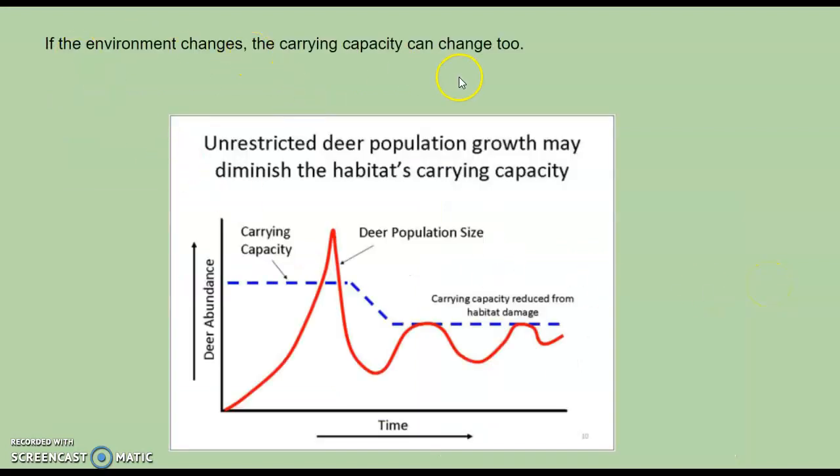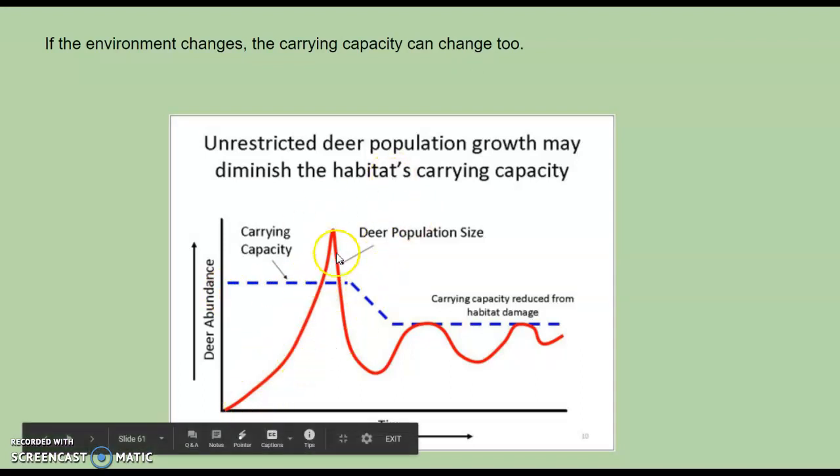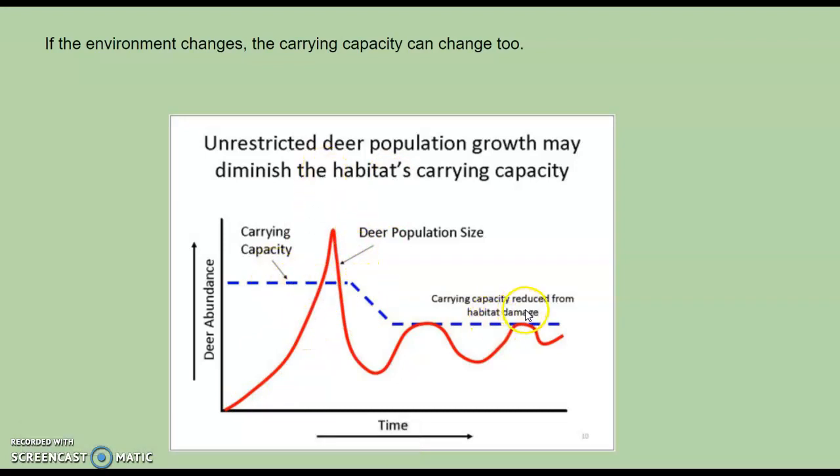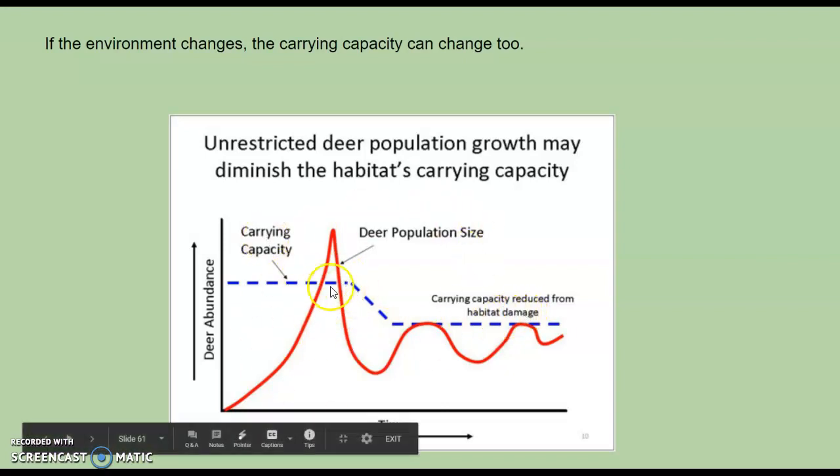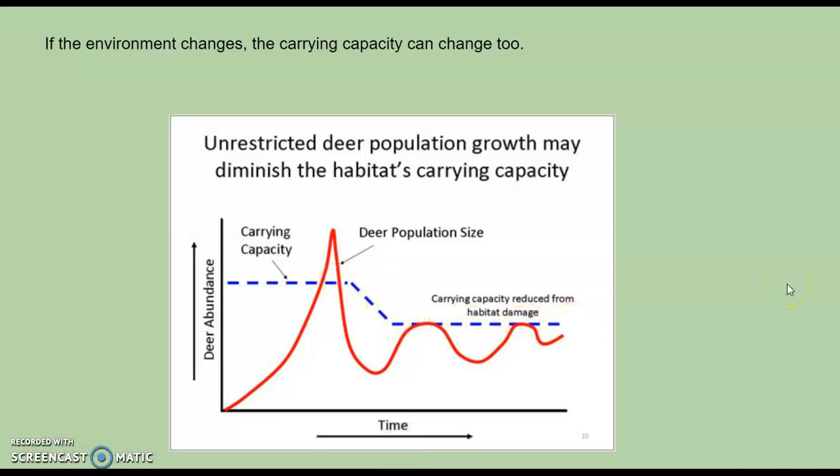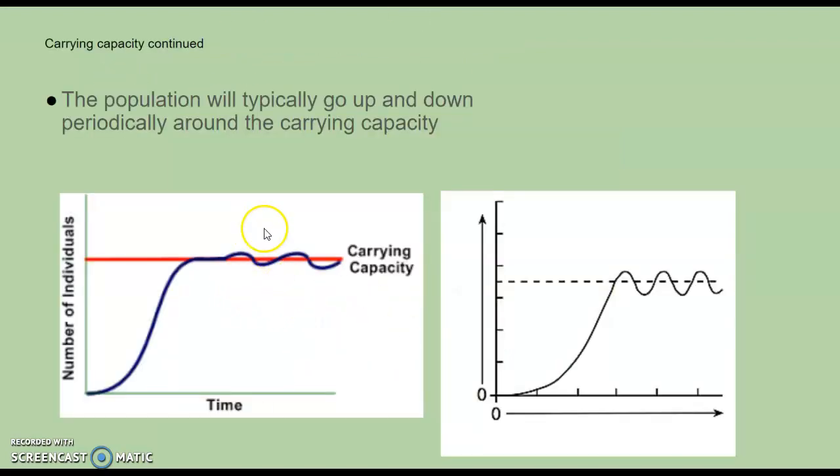If the environment changes, the carrying capacity can change too. So this number is not set. If something happens, such as in this example, this is talking about deer. After my carrying capacity was overshot here, the habitat was damaged. Therefore, this habitat can't support as many deer as it used to, so my carrying capacity is now lowered. So it is not a constant number, it can change. And the important thing that you need to know is that it's going to teeter-totter around that number. It's not going to just level out and stay.